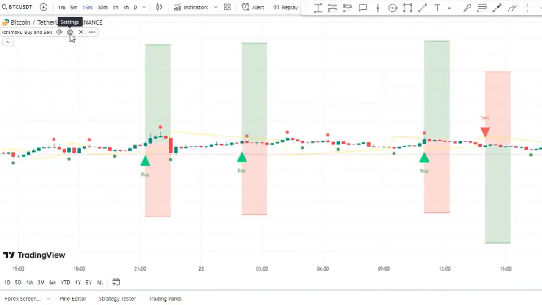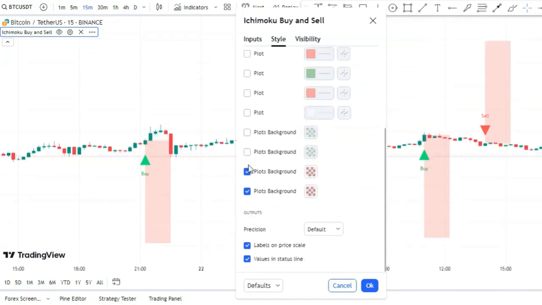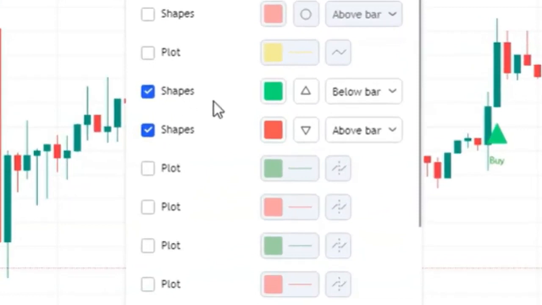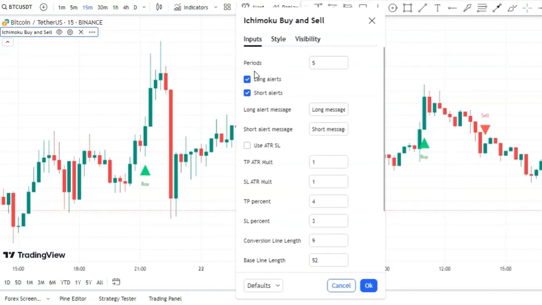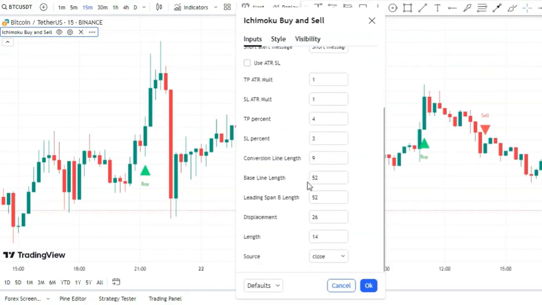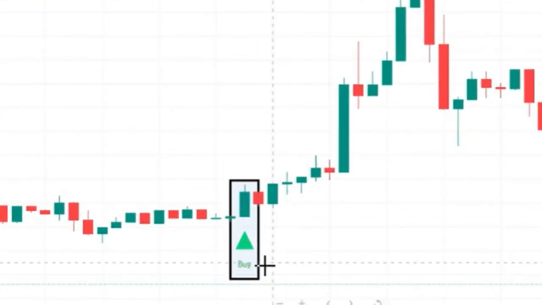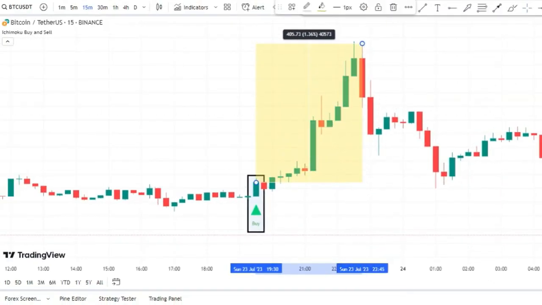Now we will adjust the indicator settings. So in the Style tab, we will deactivate all options except for shapes. Then in the Inputs tab, no changes are required. So leave the settings in the default mode. This Ichimoku indicator keeps the signal simple. It visually displays buy and sell signals directly on the chart.